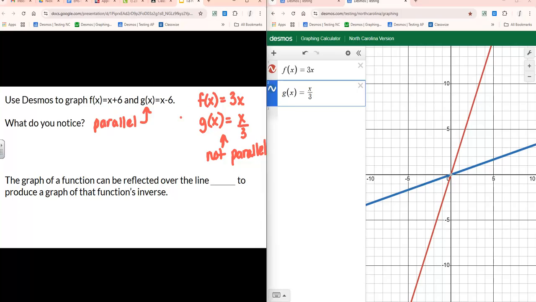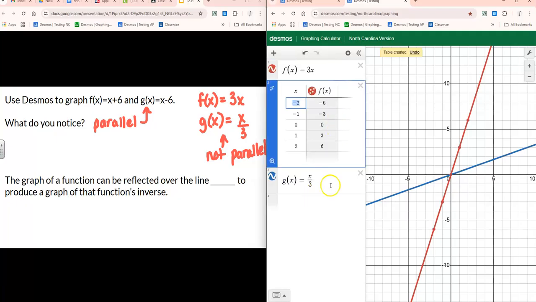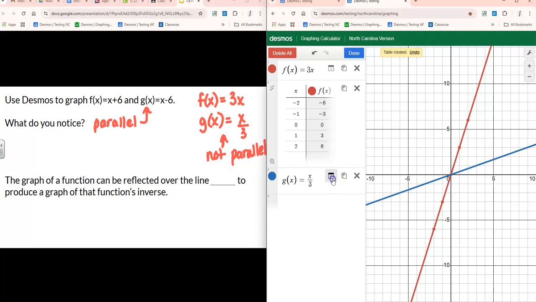I'm going to do something here on Desmos, and this is a good thing for you guys to know how to do, so follow along and make sure you can do it. Up here, if you hit the gear right here, it has a button where you can create a table for that function. So let's create a table for both of those.